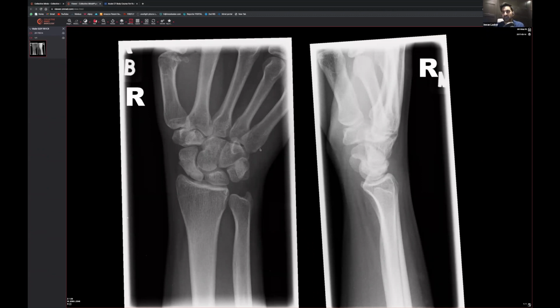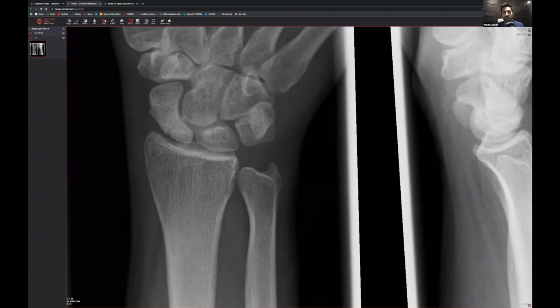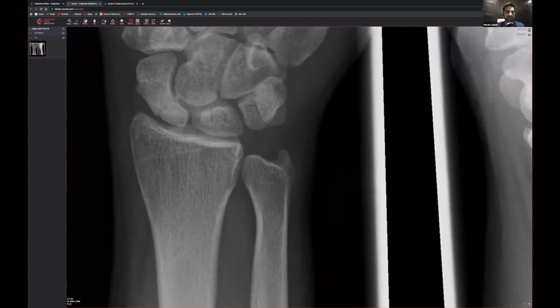So this patient has got some pain. And if I said it was in the anatomical snuff box, does that make sense? Does that kind of give everyone a clue? So what I always do is go along like this, and I always just follow the radius. Follow the radius, make sure that's okay. Follow the ulna, make sure there's no ulnar styloid fracture.